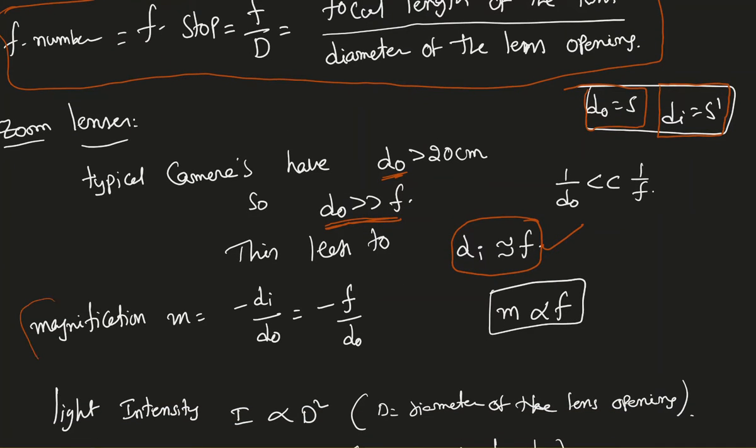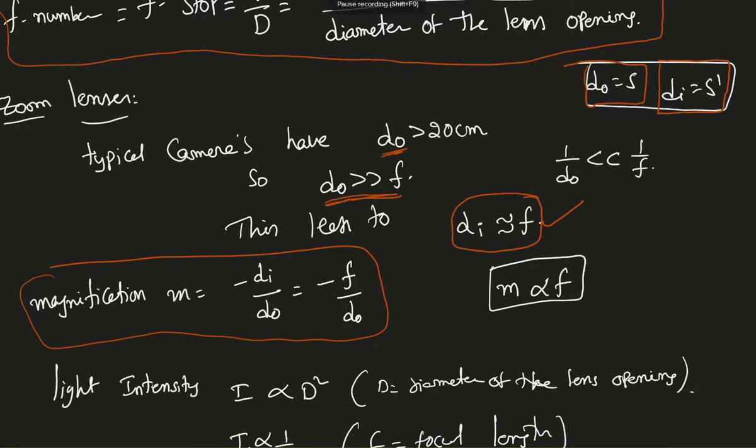Magnification, we know that M is minus di over d0. If I take di equal to f, the focal length, that is minus f over d0. So magnification is proportional to f, and the size of the image is going to be proportional to the focal length.